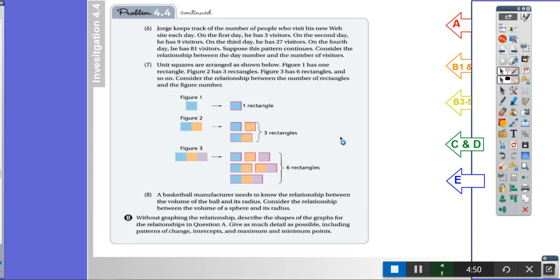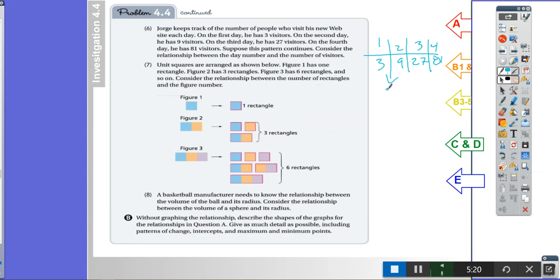All right, number 8. Jorge keeps track of the number of people who visit his new website every day. On the first day, he had 3 visitors. So first day, 3 visitors. After the number 4, I'm going to make a table because I don't want to get tricked again. On the second day, he has 9 visitors. On the third day, he has 27. And the fourth day, he has 81.